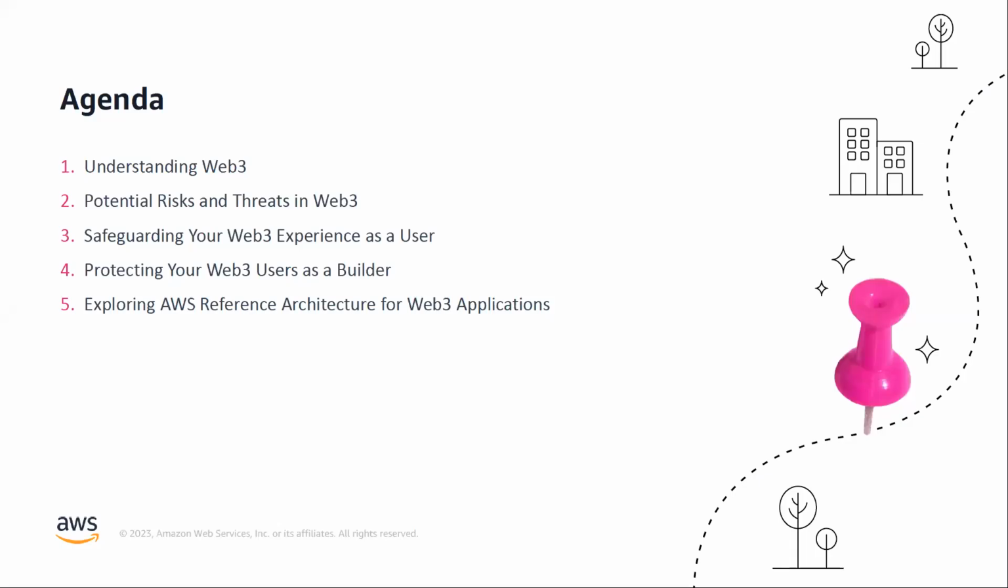So today, here comes the agenda. Firstly, I will talk about what is Web 3, and then I will talk about some potential risks and threats in Web 3. And then Wayne will elaborate more on how to safeguard and protect web applications as both user and builder. And finally, Wayne will elaborate more on the AWS reference architecture for Web 3 applications for all of you.